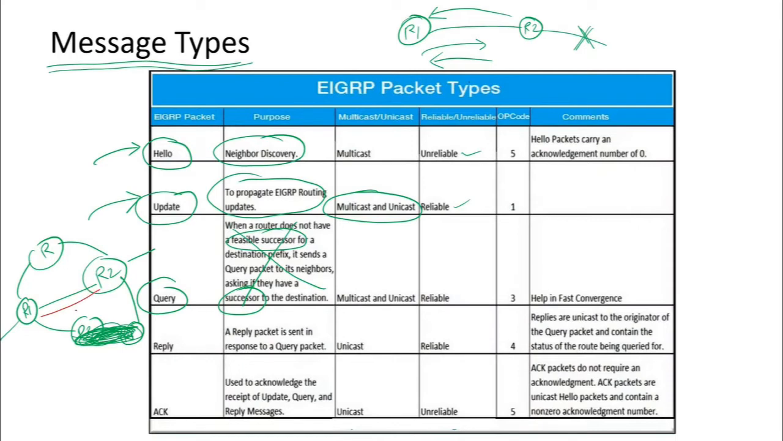Anyhow, because of some reason, this link is down. This link being down means the best path is not available. So obviously the traffic will travel through the alternate path, whatever it is. Let me tell you right now, the best path is always called the successor in terms of EIGRP. I had planned to explain this in later slides, but let me explain it right now.